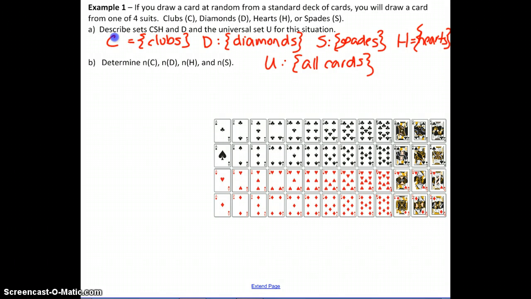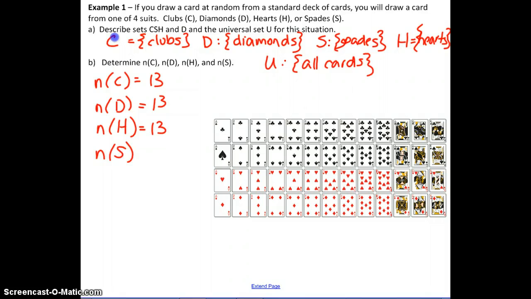Then we want to figure out the number of elements in each one of these sets. So the number of elements in clubs, how many clubs are there? 13. How about the number of elements in D? 13. How about the number of elements in H? And the number of elements in S? 13. And how about U? The number of elements in U? 52. Good, because there's 52 cards in total.